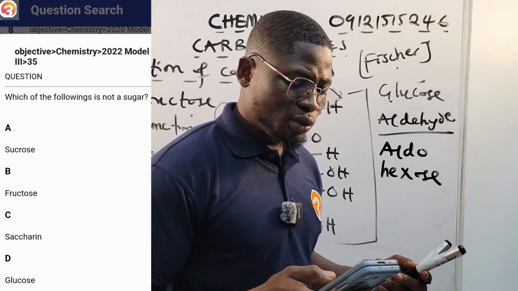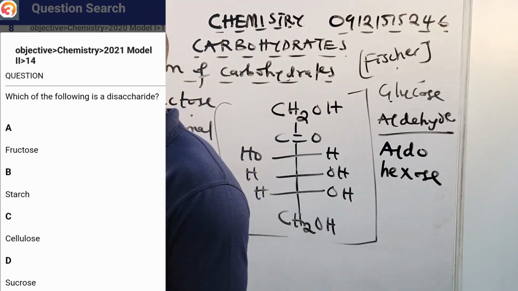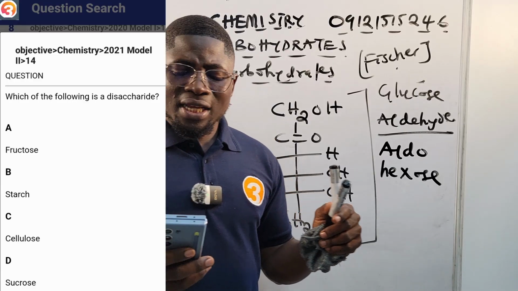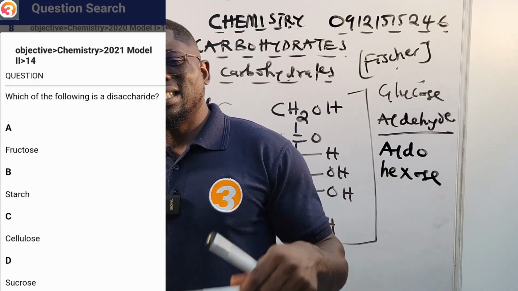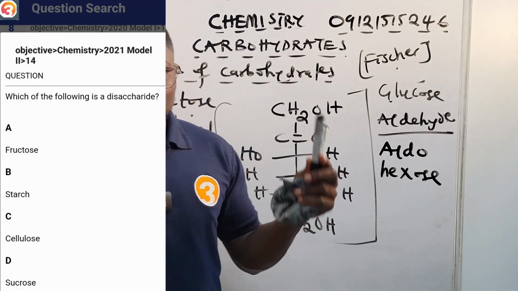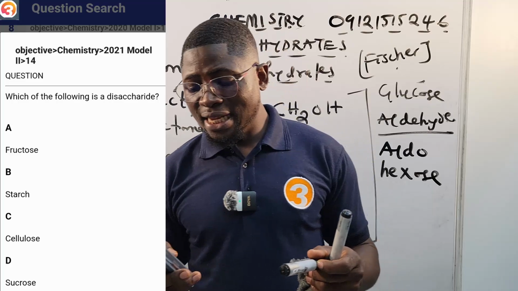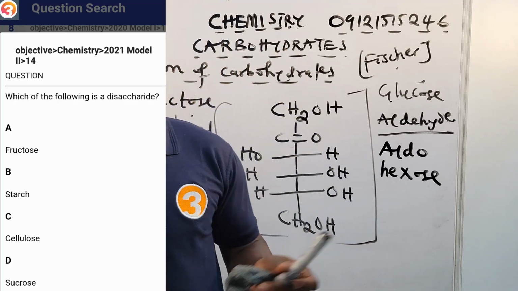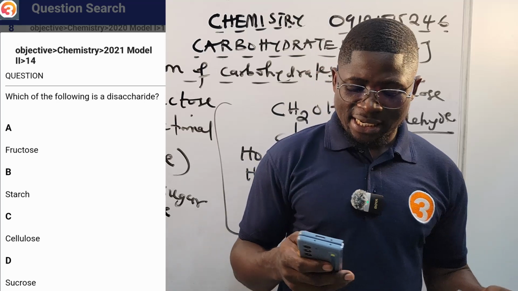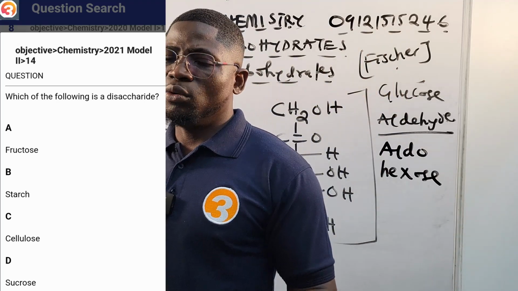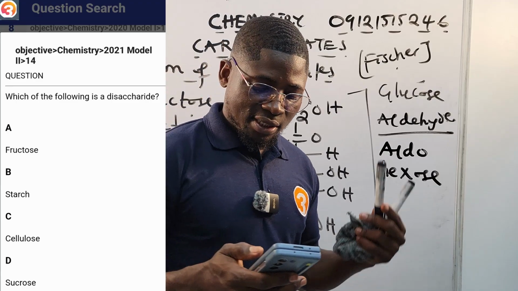But now let us go to 2021 number 14. It says, which of the following is a disaccharide? A says fructose. Fructose is not a disaccharide. Fructose is a monosaccharide, a simple sugar. B says starch. Starch is not a disaccharide. Starch is a polysaccharide. C says cellulose. Cellulose is also a polysaccharide. D says sucrose. Sucrose is simply a disaccharide.